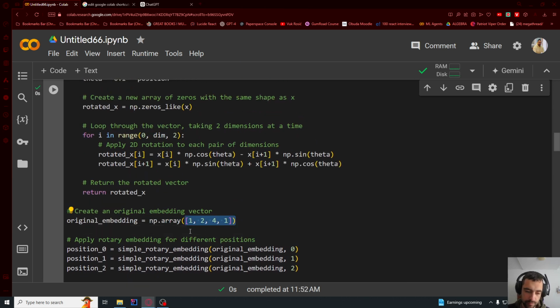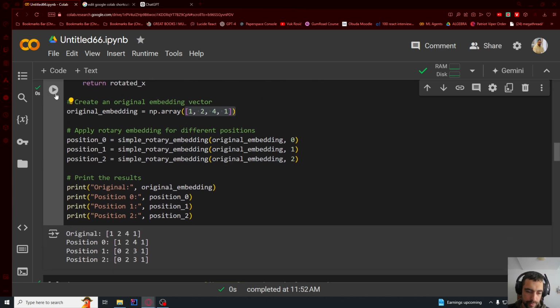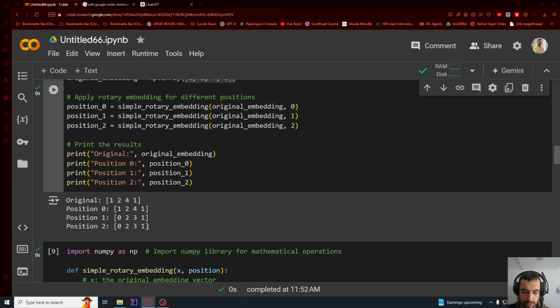If I change this vector so there are no zeros, because then it's easier to show, and do this, we can see the rotated vectors that we get at these positions.